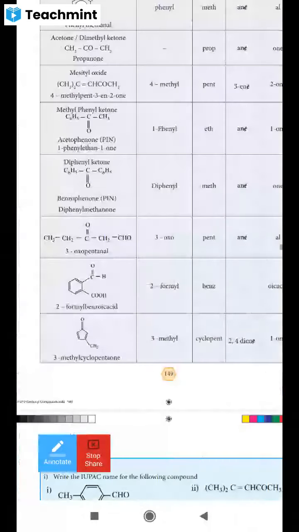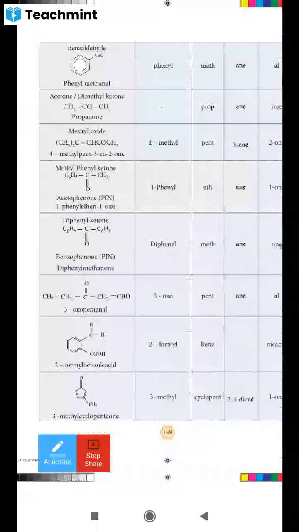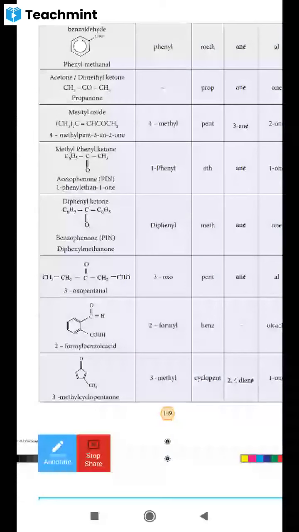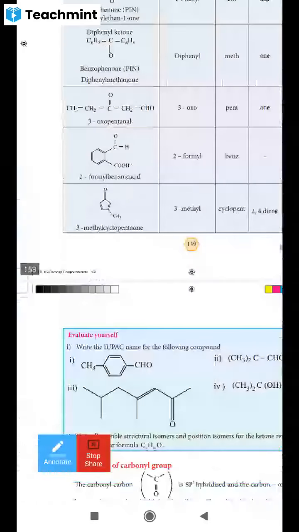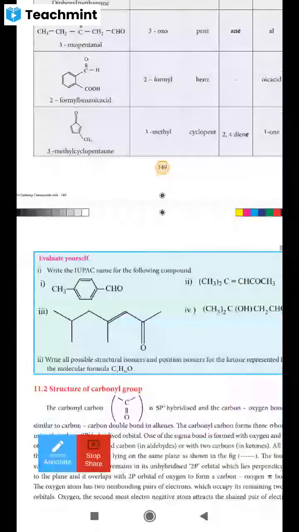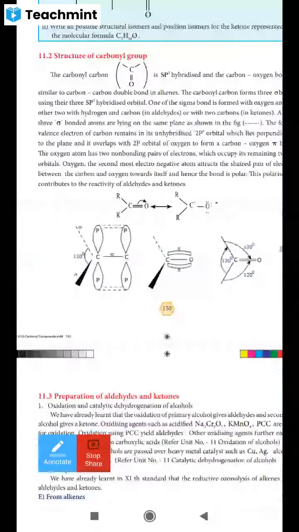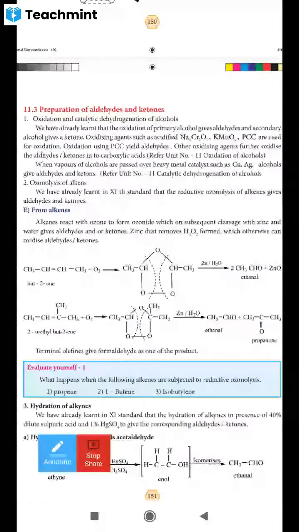Okay. So go through page number 148 and 149. Go through those IUPAC names. If you have any doubt, you can ask me. Because we already studied this in 11th itself, how to name a compound, IUPAC name. Okay, next we are going to see preparation of aldehydes and ketones.